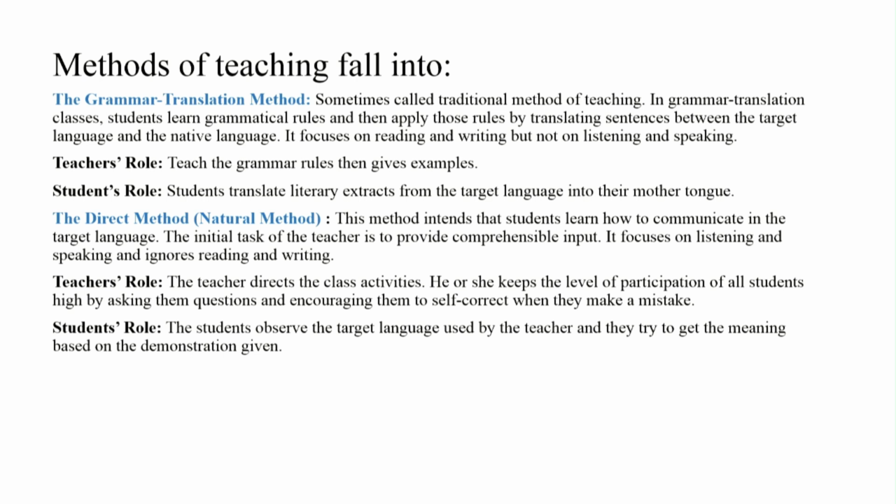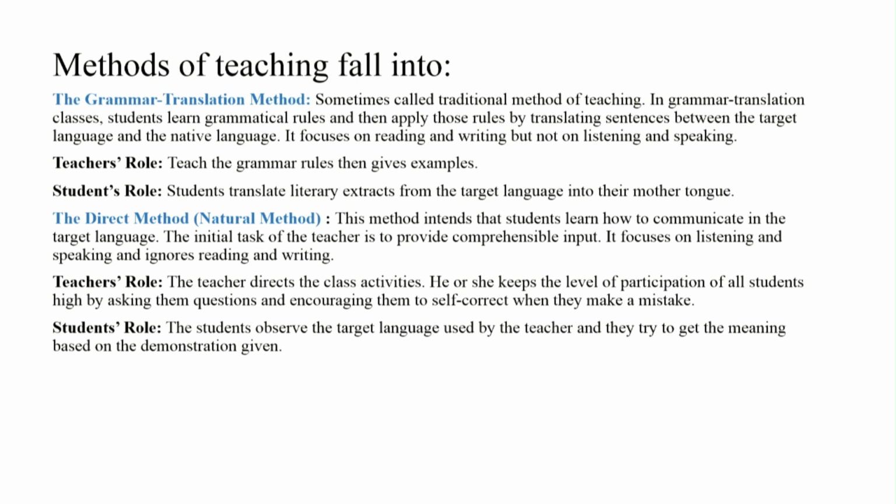So they will translate these texts from the target language, which is English in this example, to the mother language, which is Arabic. The main focus of this method is translating literary extracts, which means it focuses on literature. That's what literary extracts means. So they are focusing on pieces from literary works, for example drama, poetry, or short stories. This is what covers the grammar translation method, and that's why we also call it the traditional method, because it was well known for so long.